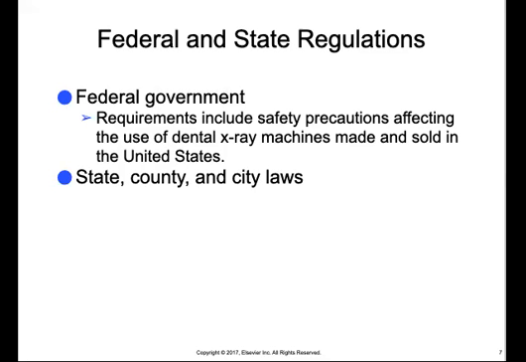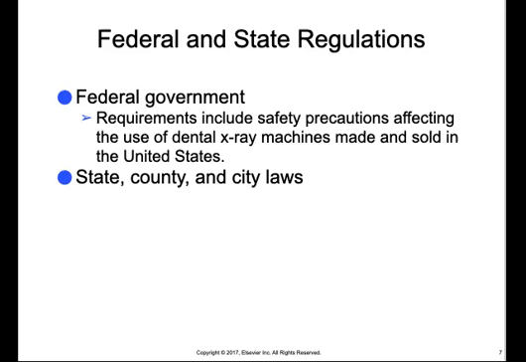In addition to federal laws, state, county, and city laws may affect the use of dental x-ray equipment. Most states have laws that require regular inspection of the equipment, for example, every 5 years. And some state laws also require that the dental radiographer be trained and certified or even licensed to expose dental images.